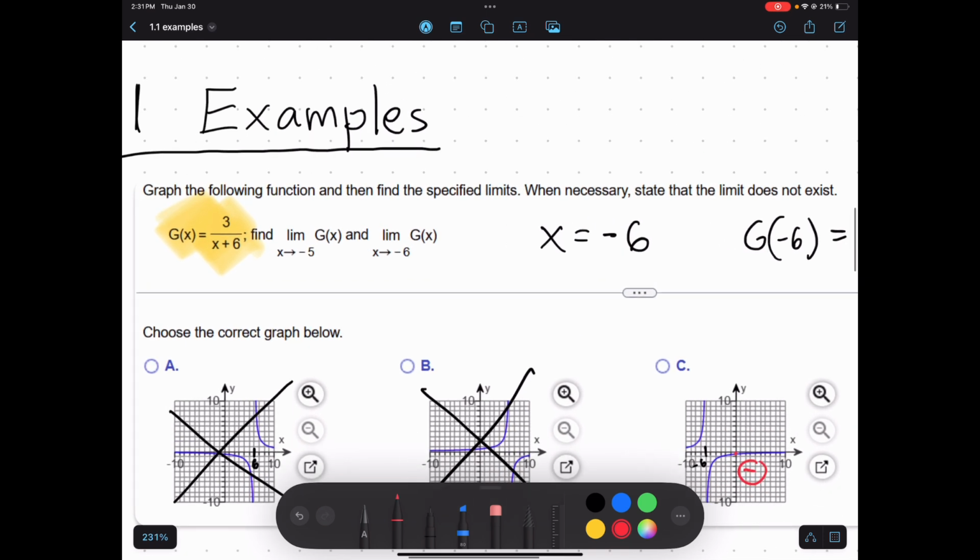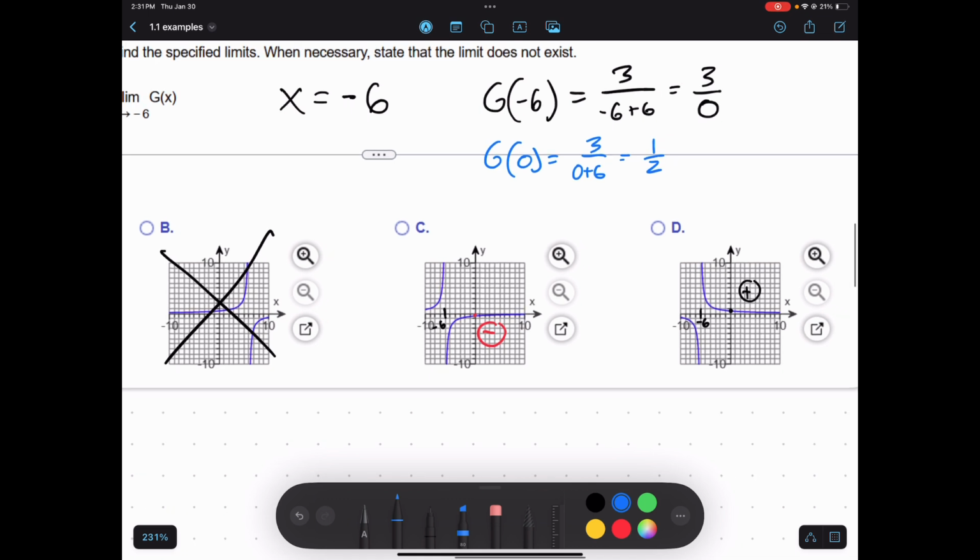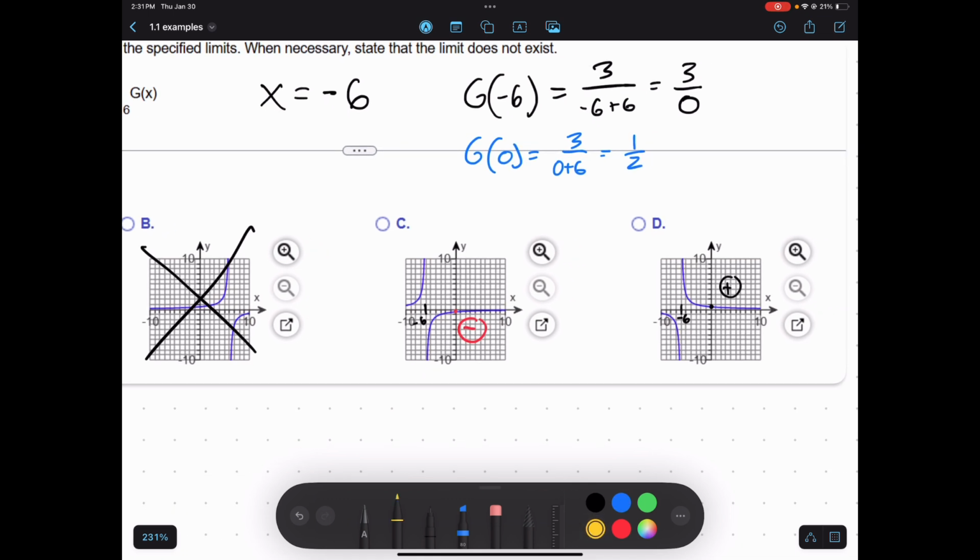If I come back and look at my function, if I plug in 0, what do I get? Positive or negative? Since my numerator is positive, and my denominator is adding 6, if I plug in 0, I'm going to get 3 over 6, which is a positive value, right? And I can even do that work right here. If I plug in 0, I get 3 over 0 plus 6, which simplifies to 3 over 6, which is 1/2. So I end up getting a positive value. Therefore, my correct selection is D. It can't be C because C has a negative value at 0 instead of a positive value.